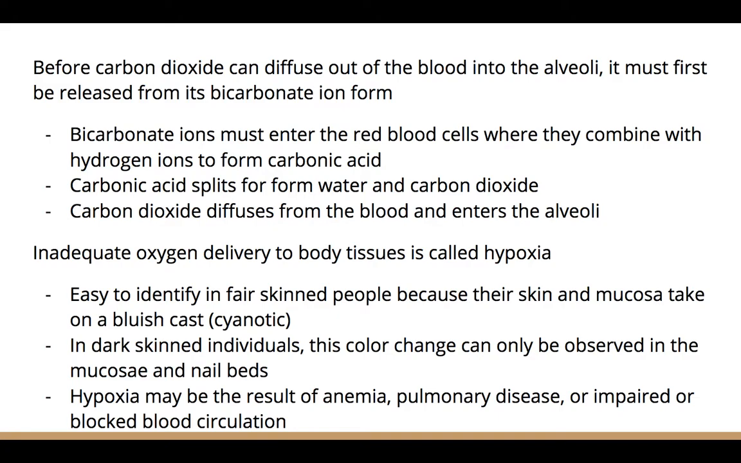Inadequate oxygen delivery to body tissues is called hypoxia. This may be something you've heard of before. It's easy to identify in fair-skinned people because their skin and mucosa take on a bluish cast, so they become cyanotic. In dark-skinned individuals, this color change can only be observed in the mucosa and in their nail beds. So hypoxia can be the result of anemia, pulmonary disease, or impaired or blocked blood circulation.